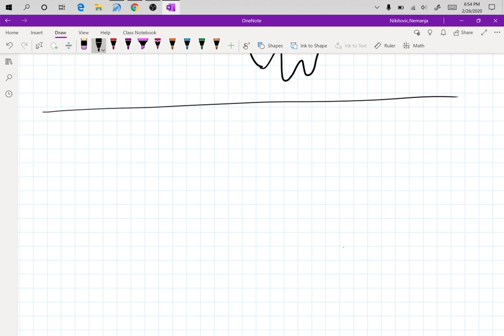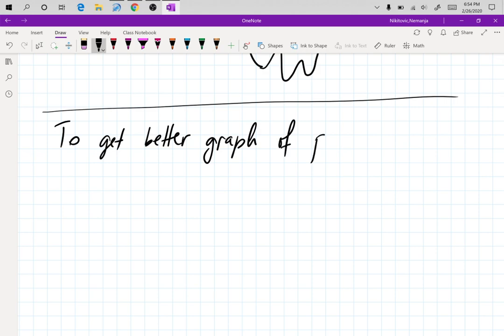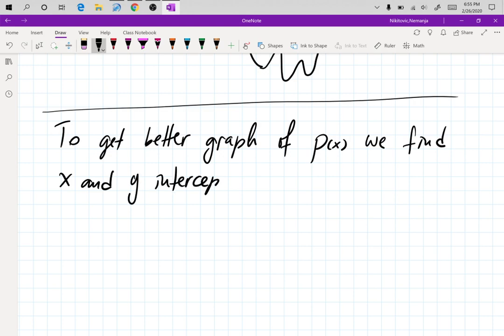So to get a better graph of p of x, which is a polynomial, we find x and y intercepts. X and y intercepts. That's what we have. And we have x and y intercepts.